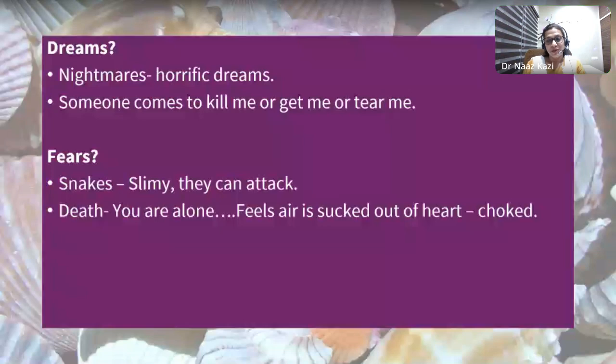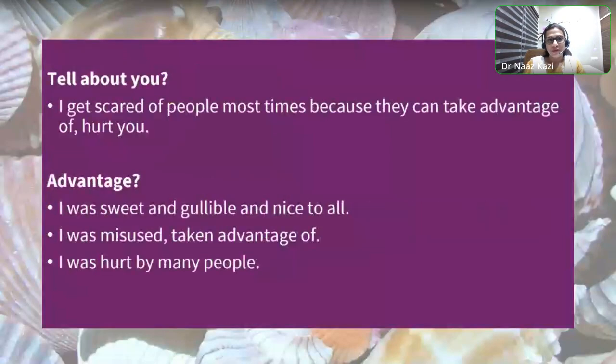Now we need to go to the sub kingdom, right? Very easy. So now going to the sub kingdom, what do we need to know? So here again, I ask her, tell me about you. And she says, I get scared of people most of the times because they can take advantage of you, they can hurt you. So I said, what advantage like? She says, I was very sweet, I was gullible and nice to all. I was misused, taken advantage of. I was hurt by many people. So now we are very sure.